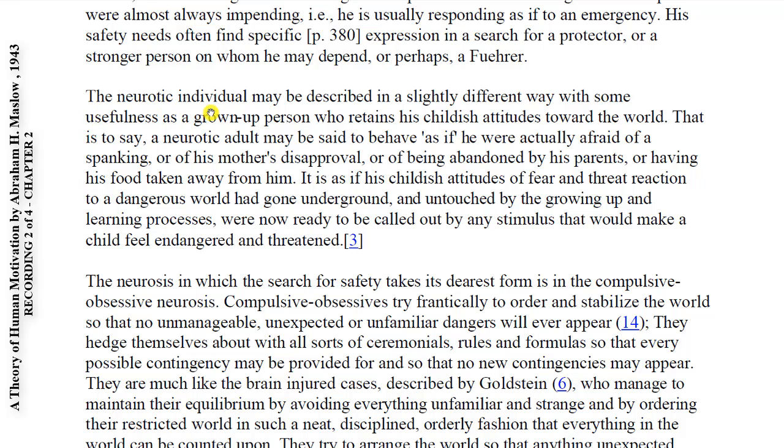The neurotic individual may be described in a slightly different way, with some usefulness, as a grown-up person who retains his childish attitudes towards the world. That is to say, a neurotic adult may be said to behave as if he were actually afraid of a spanking, or of his mother's disapproval, or of being abandoned by his parents, or having his food taken away from him. It is as if his childish attitudes of fear and threat reaction to a dangerous world had gone underground, and untouched by the growing up and learning processes, were now ready to be called out by any stimulus that would make a child feel endangered and threatened.